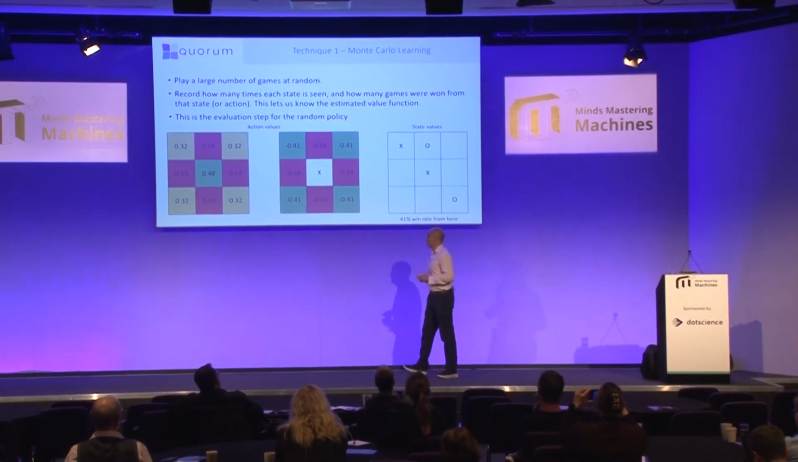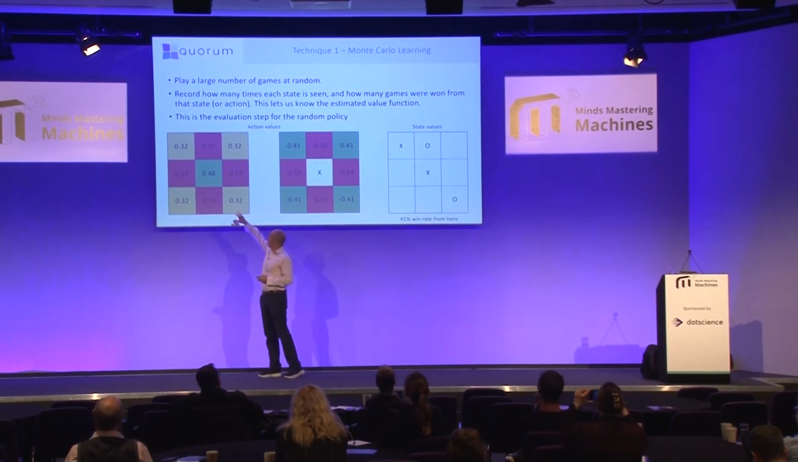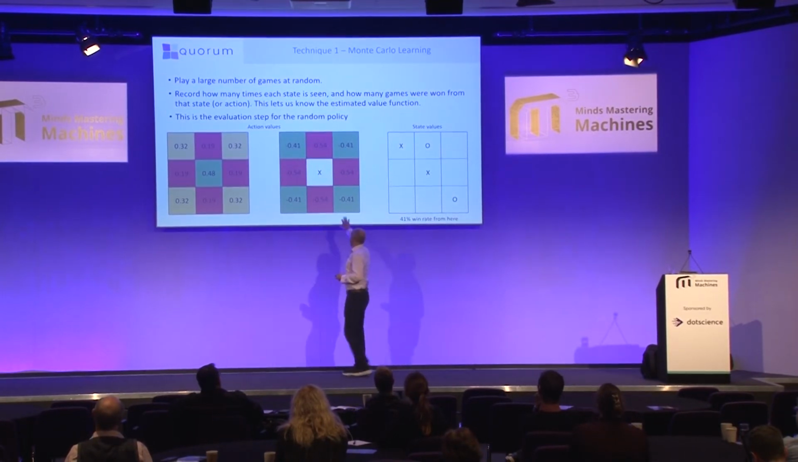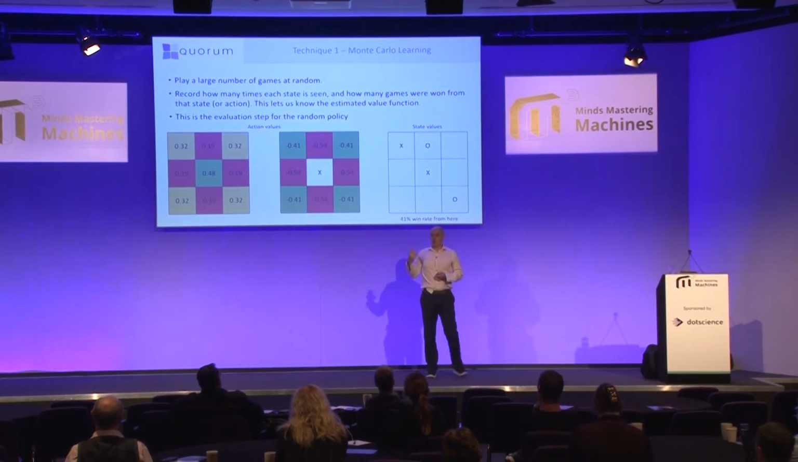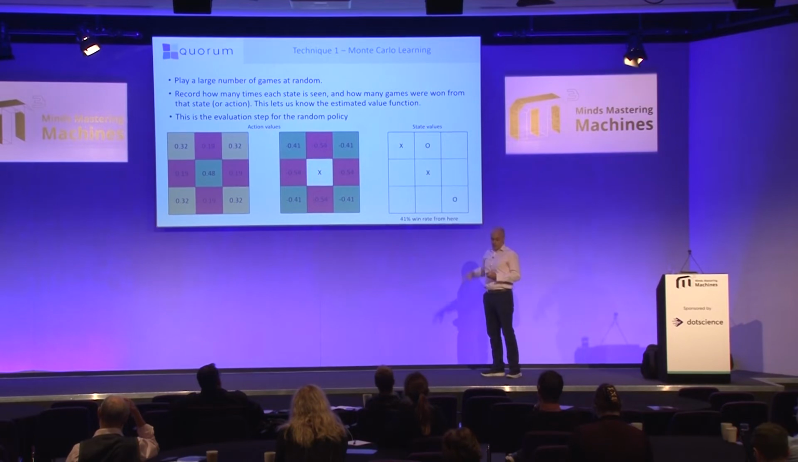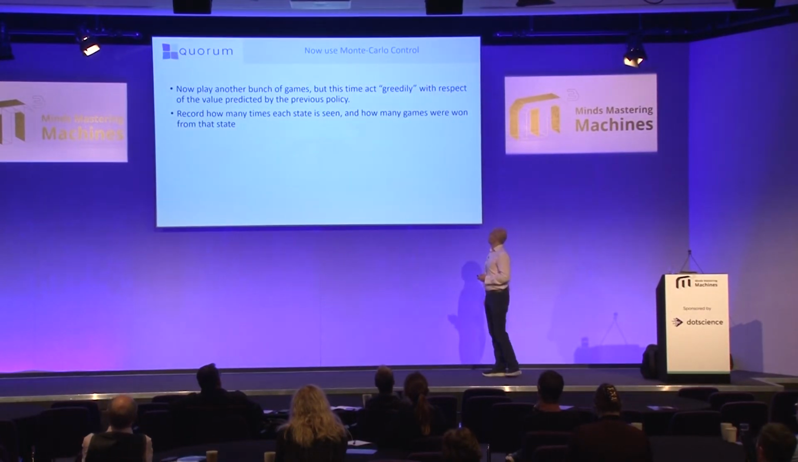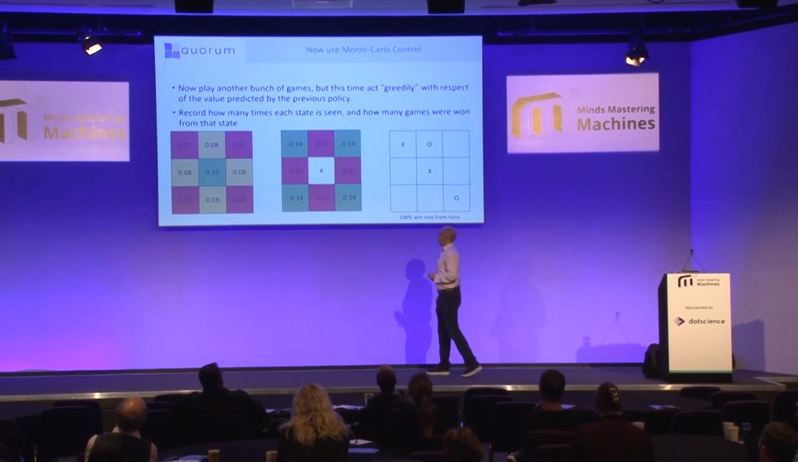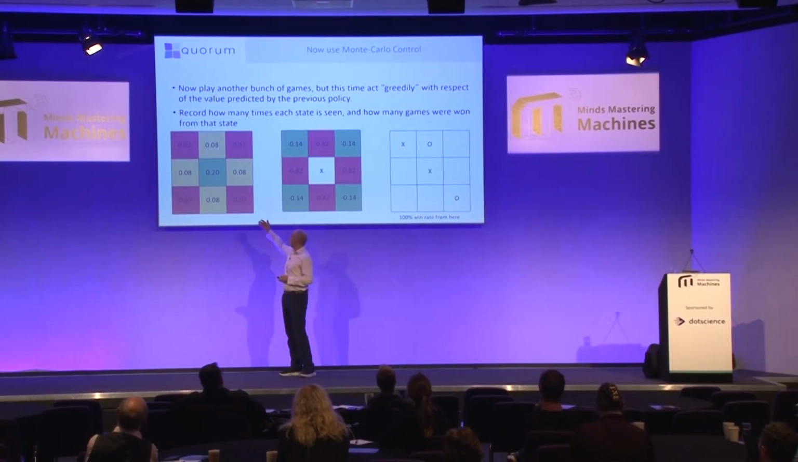So the policy now, what I want to do is say, well, actually, I want to pick the move that's got the highest value. My opponent wants to pick the move that's got the highest value. And I'll play some more games, but using this as my policy. And so round 2 is, I do the same process, but with the new policy.